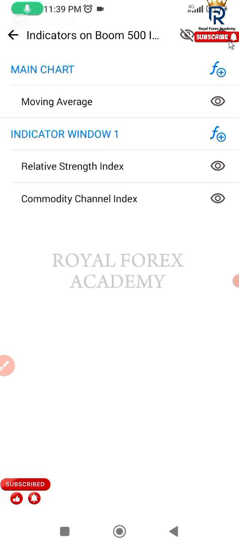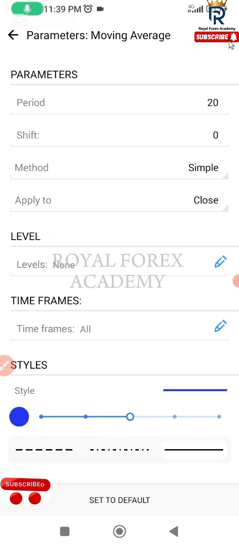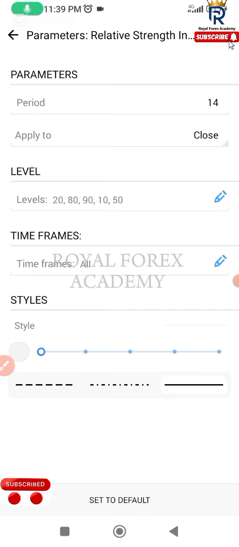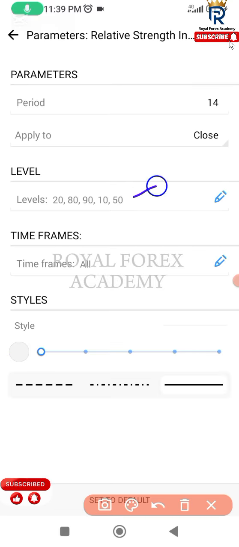So I'll be showing you the settings of the indicators. The first is my moving average. The period is 20, the shift is 0, the method is simple. Apply it to close and that is all. Then we have our relative strength index. The period is 14. You can see the levels here, so you do the setting of your levels.